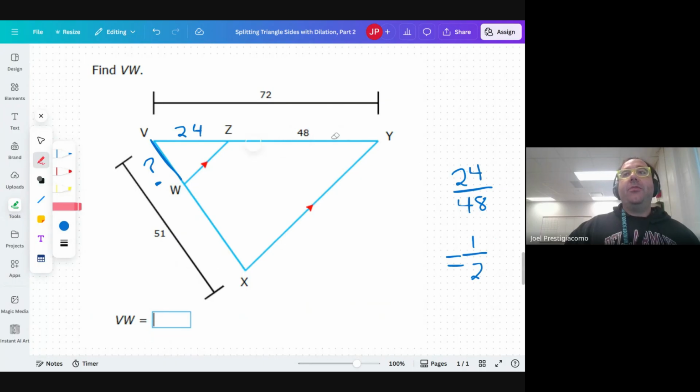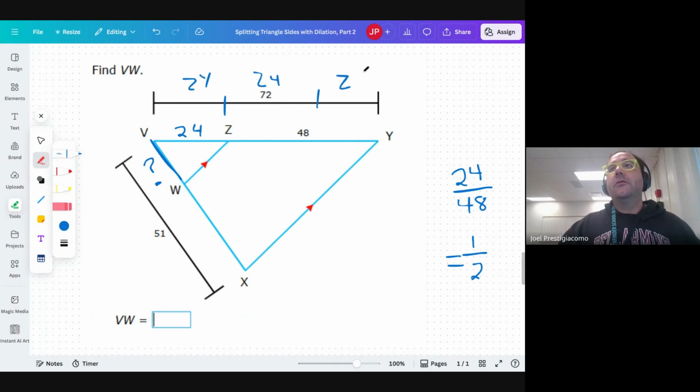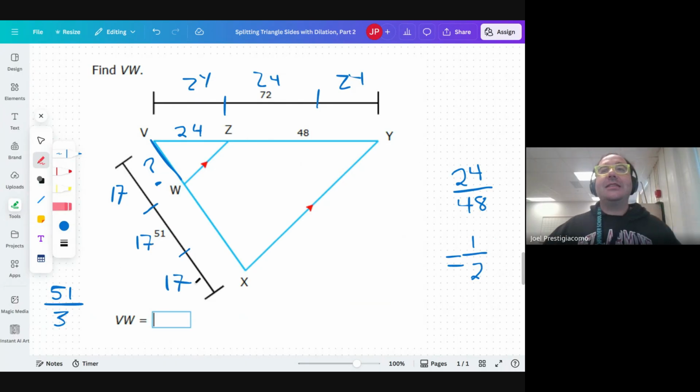Now we don't really need to break the 48 into 2 pieces, but because there are 3 pieces up here, there's got to be 3 pieces down on the bottom. So think about this as 24, 24, and 24. We had 24 and 48. If I break the bottom part into 3 pieces, this makes things a little bit simpler. So 51 divided by 3 makes 17. So there are pieces that are 17s, 17 and 34.